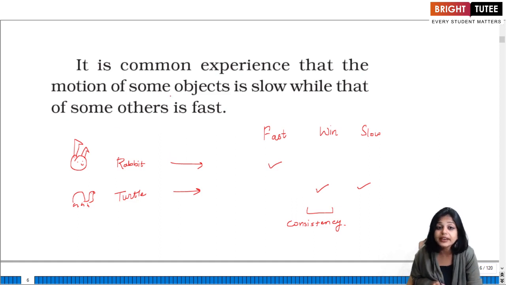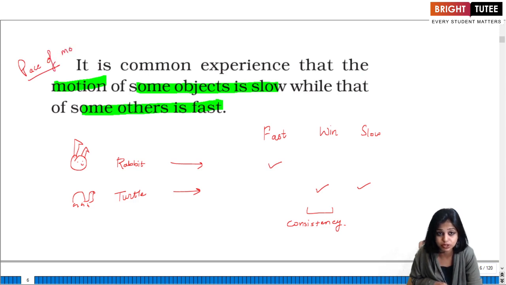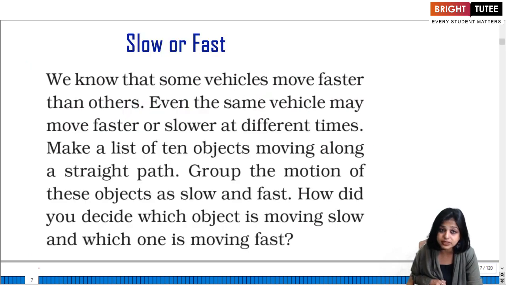So we understand that many objects execute motion at different paces. Some objects are slow while some others are fast. So when we talk about motion, and about slow and fast, we are actually talking about the pace of motion. How is the motion happening? Is it going slow or is it going fast? Now we are going to understand what slow and fast actually mean.